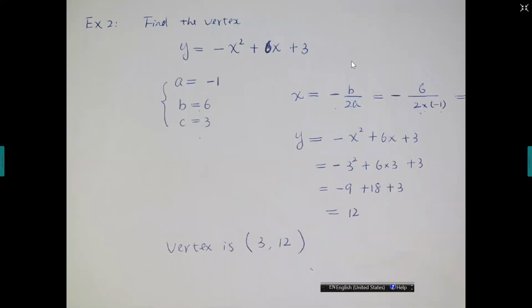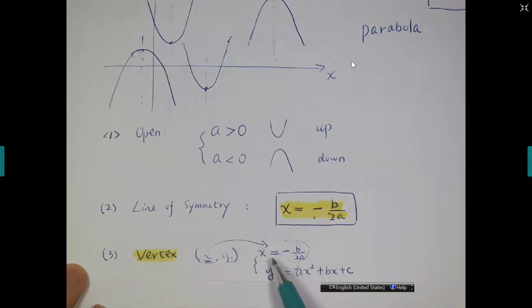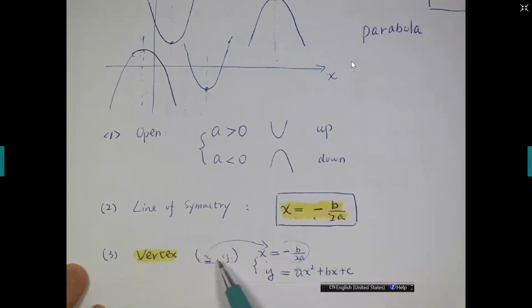How can we find the vertex? Recall, we get x first. X is always -b over 2a. And then plug x into that quadratic equation, solve for y. Put them together, x comma y. That is the vertex.